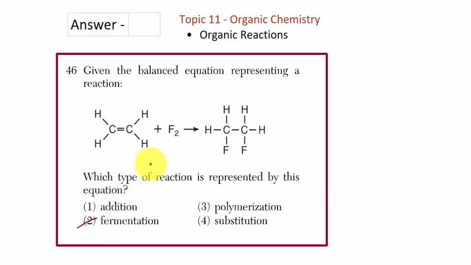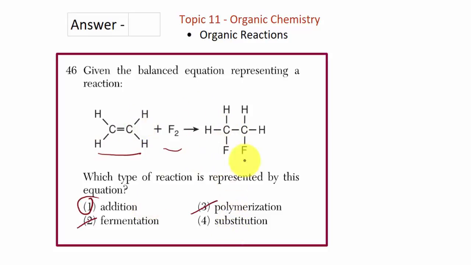Let's throw away fermentation because there's no alcohol involved here. Let's throw away polymerization because that involves joining together multiple repeated units of the same thing, and we're not doing that. We have a carbon compound and fluorine. They are not the same thing. So are we adding or substituting? I'm going to go with addition here because we've taken the fluorine and literally added it to the molecule without taking anything out of the molecule. We broke the double bond to do that. That's an addition reaction.